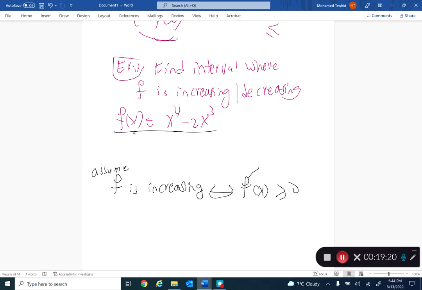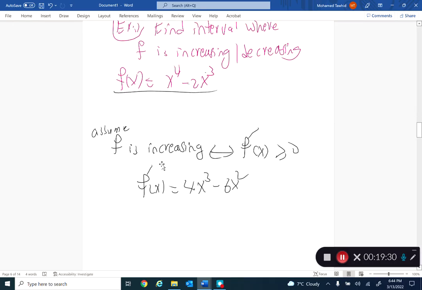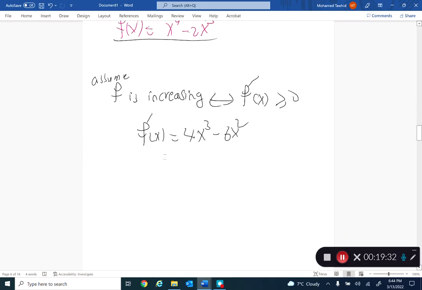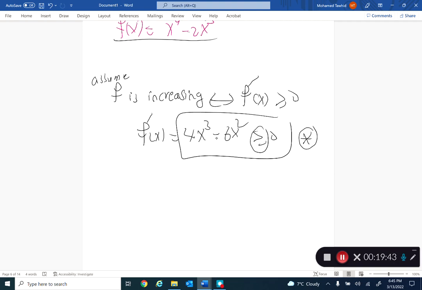So I have to get the derivative of this one. What is the derivative? 4x cubed minus 6x squared. So I need to solve this inequality here, that is, your derivative greater than or equal to 0. Yes, it's an inequality because you have greater than or equal to 0. Let me call this one star.